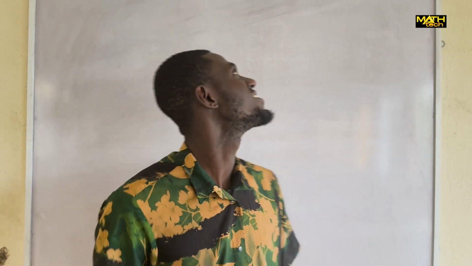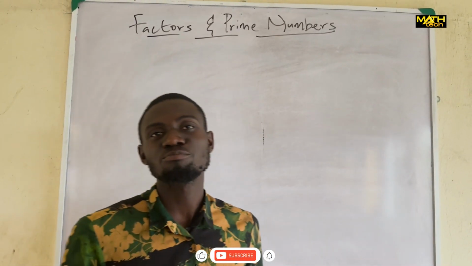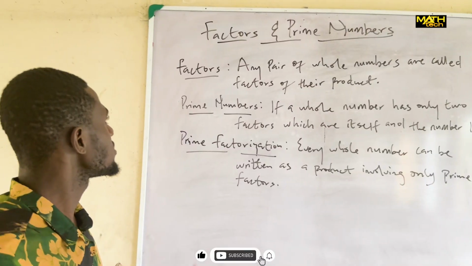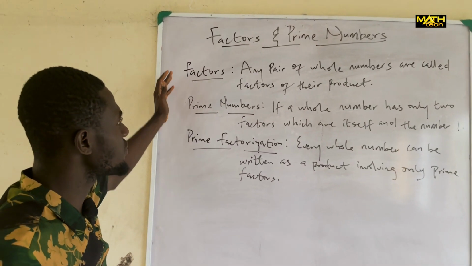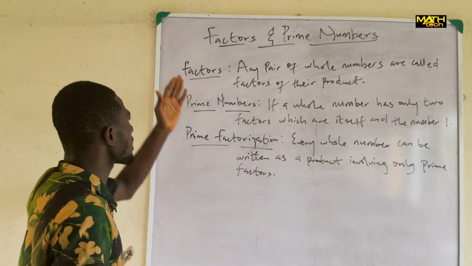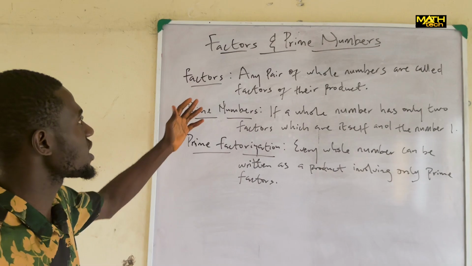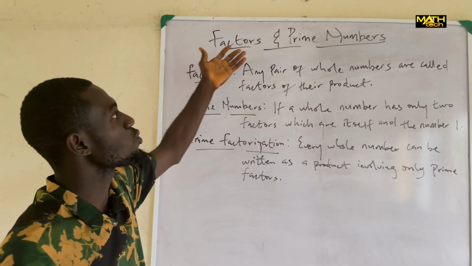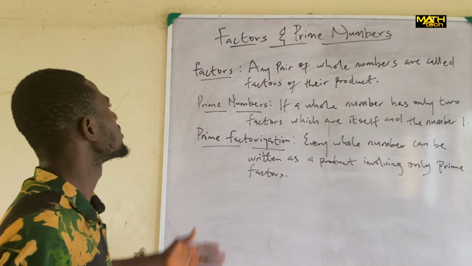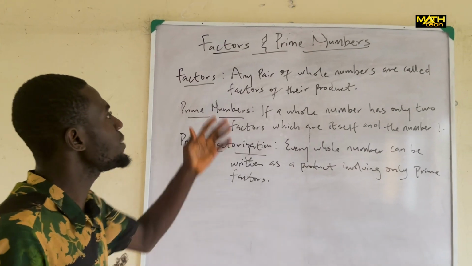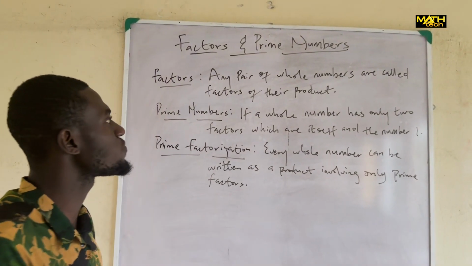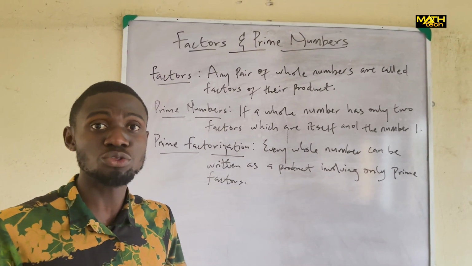This is our topic 3. Today we'll be focusing on factors and prime numbers. So guys, now we'll be taking these definitions: factors, prime numbers, prime factorization. Don't forget the topic is factors and prime numbers. Talking about factors, any pair of whole numbers are called factors of their product.